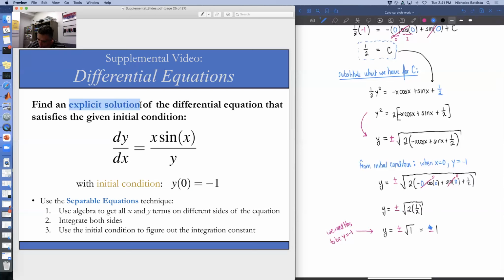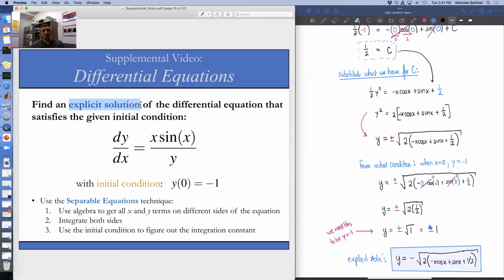So if we go back up to our explicit solution, we need that to be y is equal to minus the square root of 2 times the quantity x cosine of x minus x cosine of x plus sine of x plus 1/2. And that would be our final solution in this case.